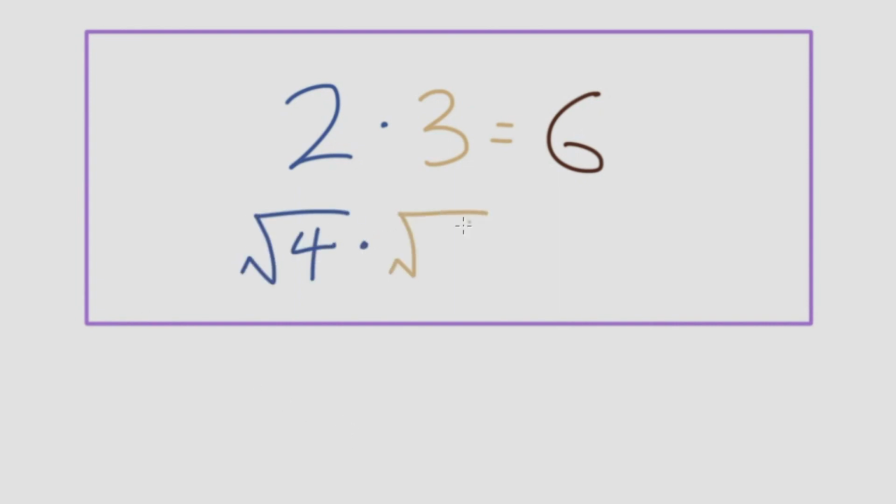Let's start with 2 times 3. Well, we know that's 6, right? But we also know by this point that 2 is equal to root 4, 3 is equal to root 9, and 6 is equal to root 36.